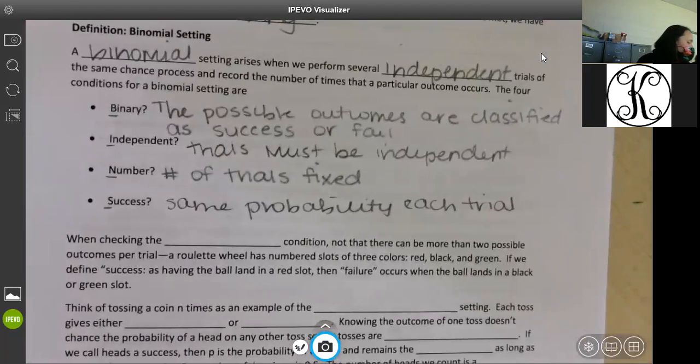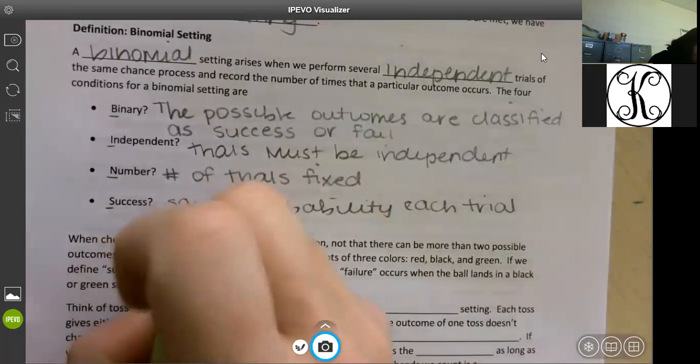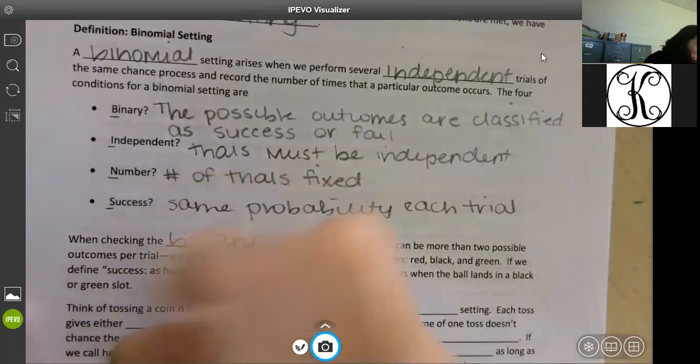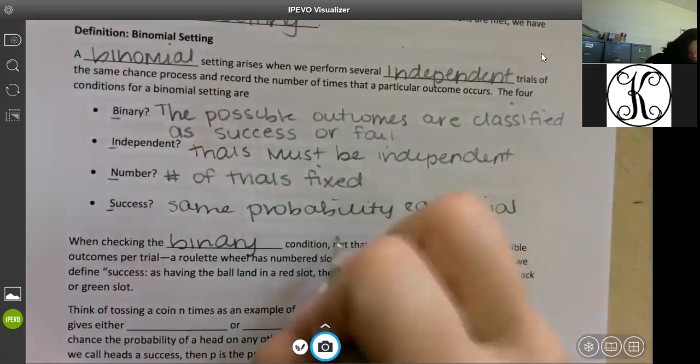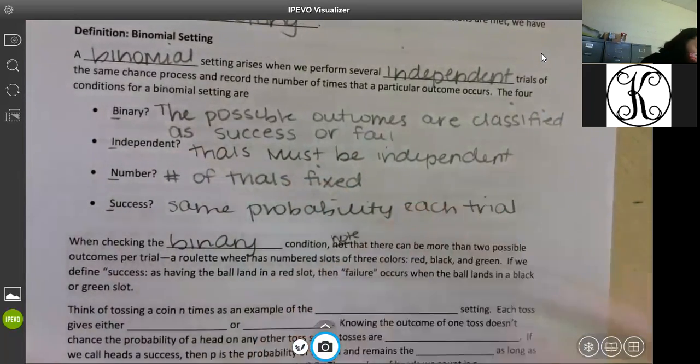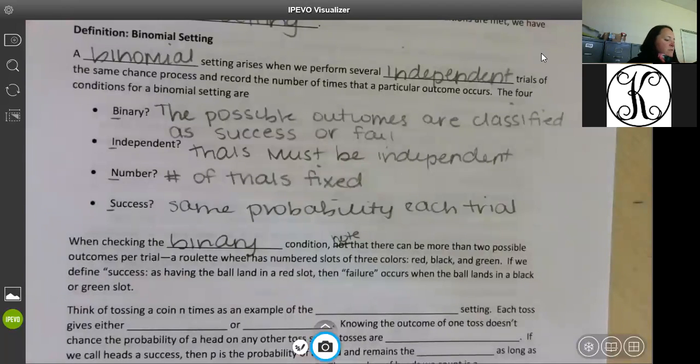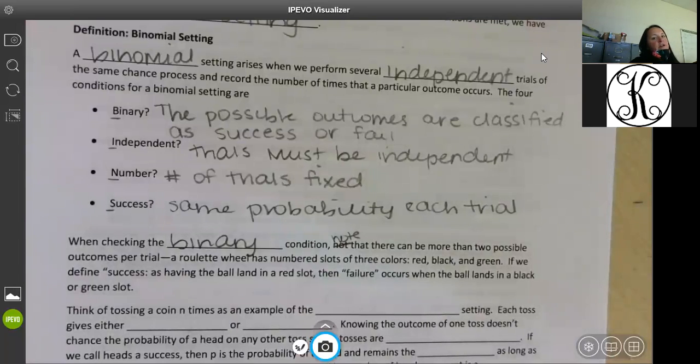All right, so when checking the binary condition, that's your first one. This should say notes. That there can be more than 2 possible outcomes per trial. So a roulette wheel has numbered slots of 3 colors, red, black, and green. If we define success as having the ball land in a red slot, then failure is going to be when it lands in not red, so a black or a green.